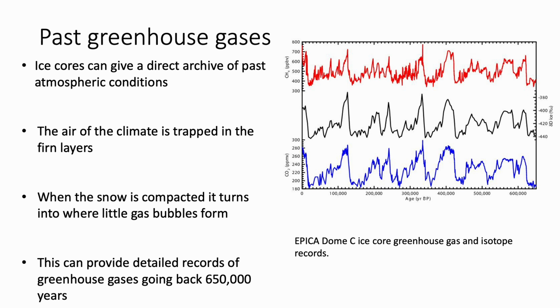The air bubbles are extracted by melting and crushing in a vacuum. This can provide a detailed record of greenhouse gases such as carbon dioxide and methane going back 650,000 years. And the graph I have given shows the methane and CO2 levels going back hundreds of thousands of years, and it compares to the ice volume. As you can see, the lower the CO2 and methane, the more ice there is due to lower temperatures, which can give the possibility of ice being on the planet.